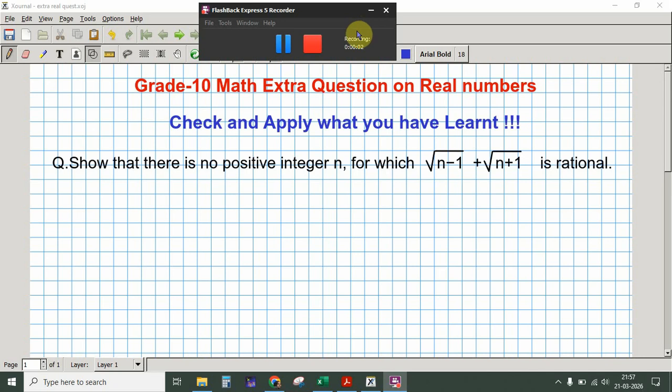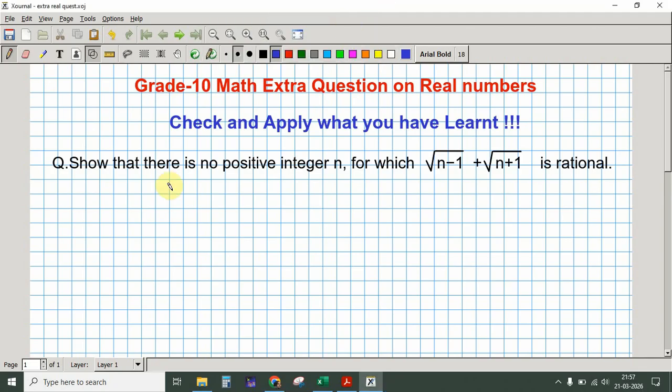Hello students, in this video we are going to solve one question from chapter 1, Real Numbers, grade 10 mathematics. The question in front of us is: show that there is no positive integer n for which this number, square root of n minus 1 plus square root of n plus 1, is rational.